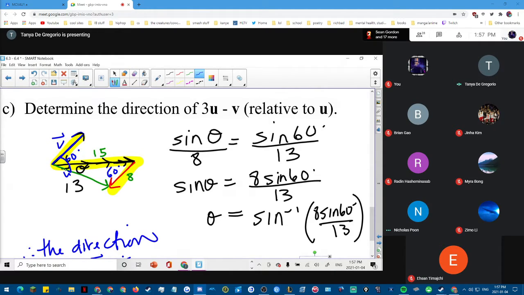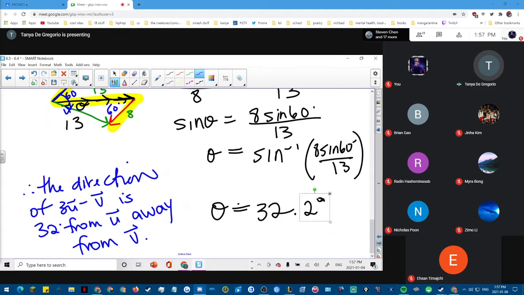Miss, could we also say clockwise? No. I want you to use this terminology. So from u away from v. Sometimes it could be from u towards v. So could it also be 327.8 degrees towards V?